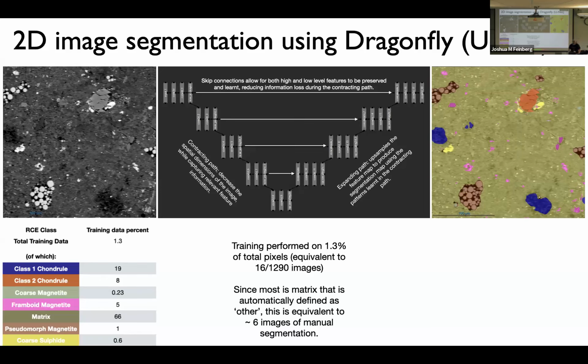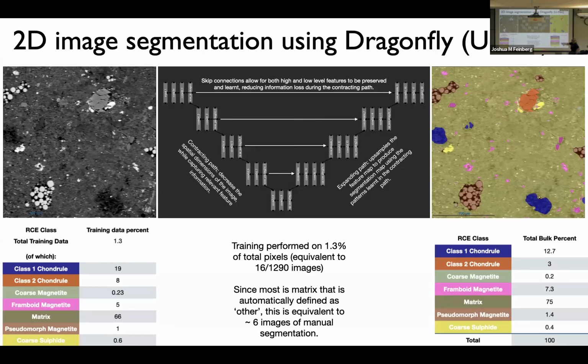Okay. So what do you get from that? Once you've given the training data, you've trained the network, you classify all these objects, you then get a breakdown of how much of each of those objects is in your bulk sample. So how much is chondrules of different types, how much is coarse isolated magnetite, how much is framboidal magnetite, 7.3%, quite a lot. How much is matrix? So 75% of the sample is matrix.